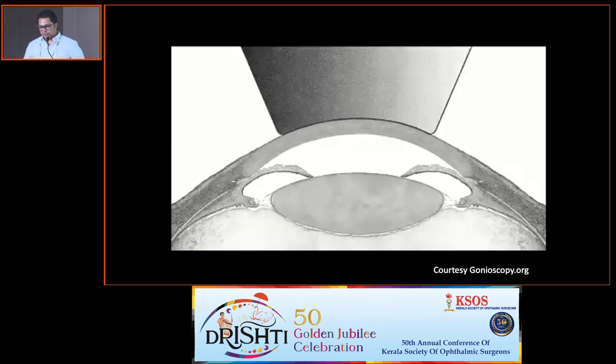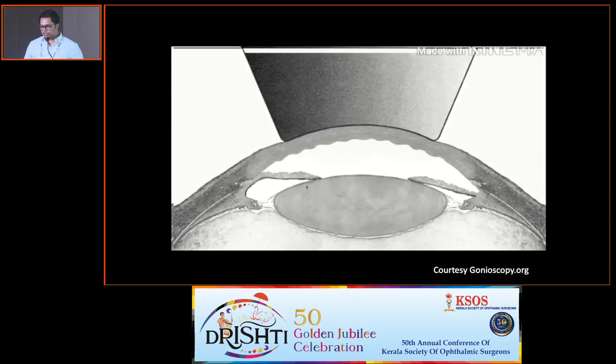This is just a representation. You can see the convex iris configuration suggestive of pupillary block. Angles are not seen. Once you do indentation, the anterior chamber pressure is raised and the iris is pushed backwards. On the right side, you see the angles opening up. On the left side, it is not opening up because of synechiae.